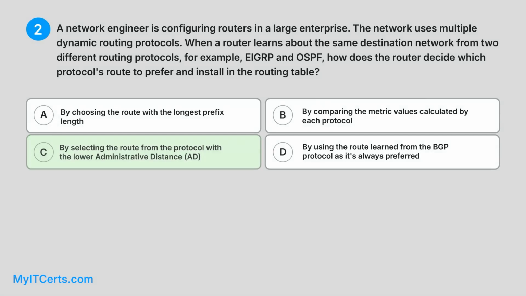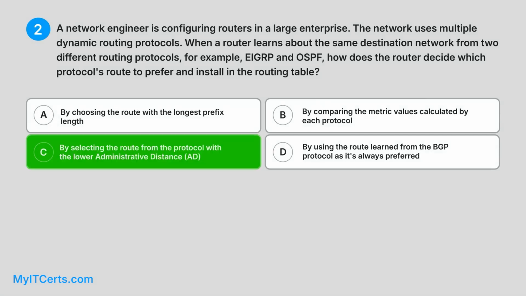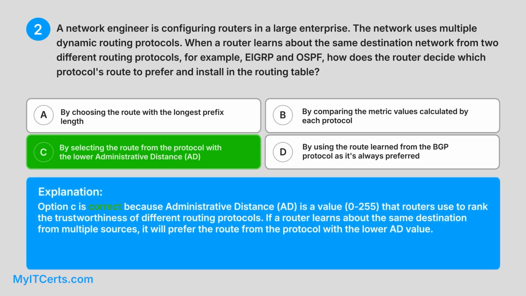Correct answer, C. By selecting the route from the protocol with the lower administrative distance, AD. Explanation. Option C is correct because administrative distance, AD, is a value, 0 to 255, that routers use to rank the trustworthiness of different routing protocols. If a router learns about the same destination from multiple sources, it will prefer the route from the protocol with the lower AD value.